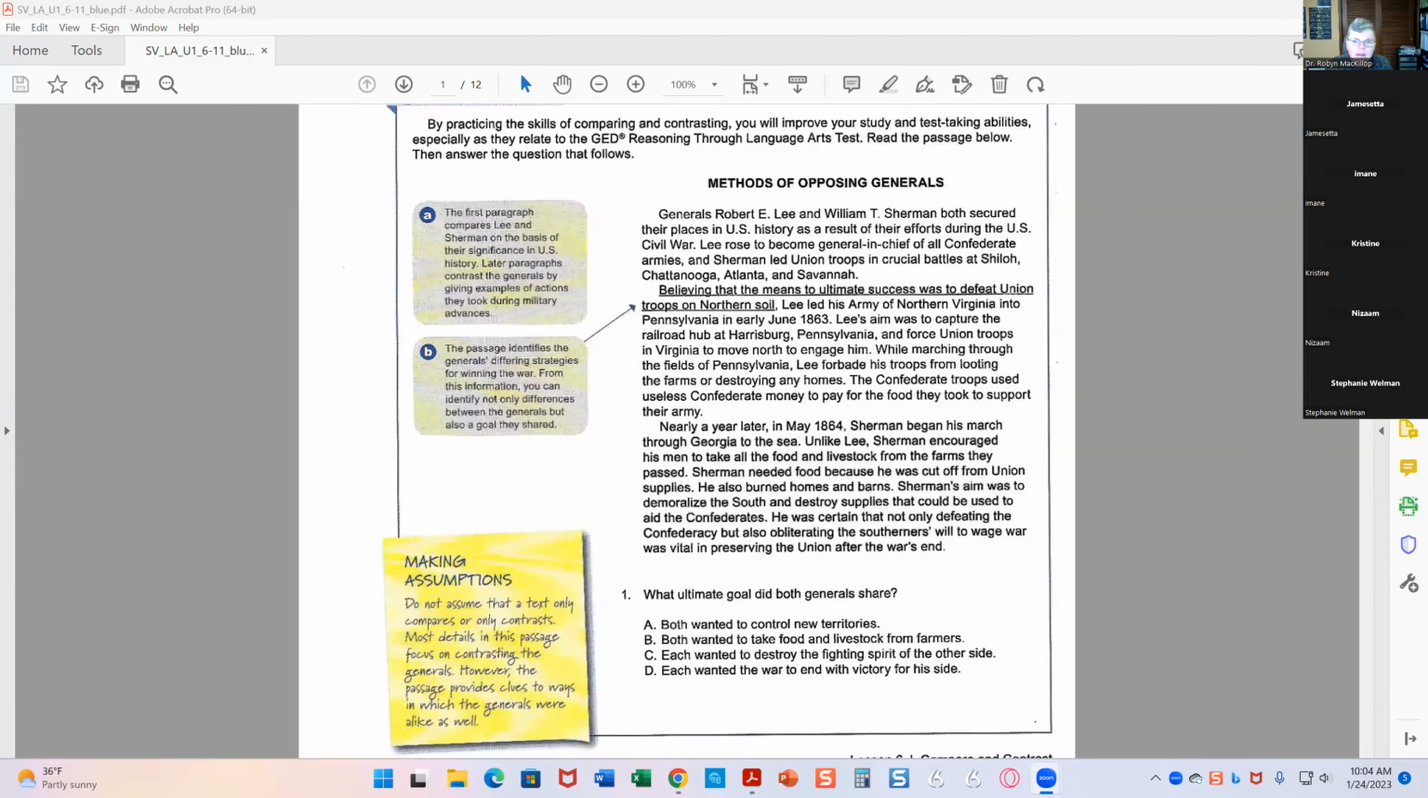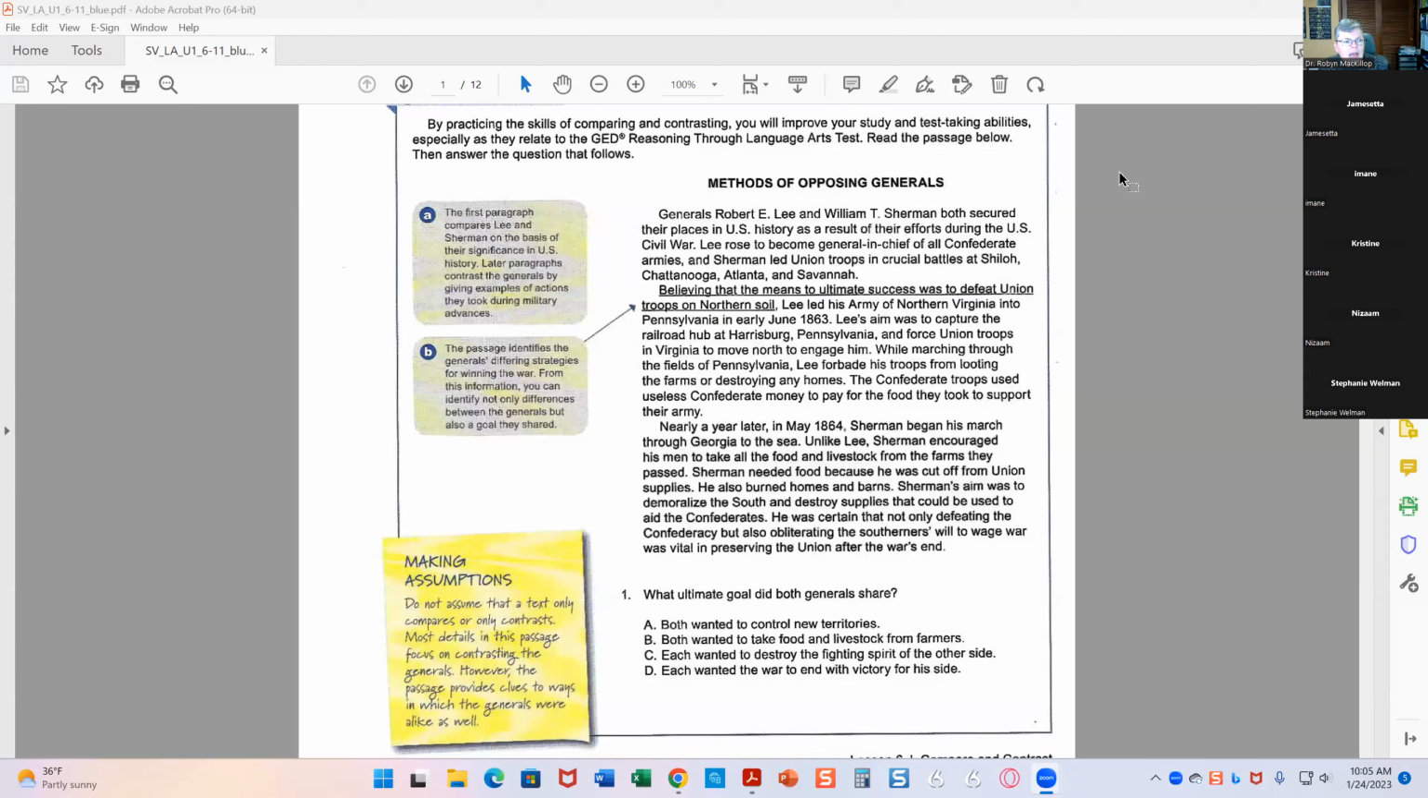All right, we have got opposing methods of opposing generals. Everybody can see that? And there's only one question. What is the ultimate goal both generals share? We're going to have to read it because there's not enough information in that for us to answer the question or to pinpoint a certain part of the reading. So we'll read it. It's not a long one, and it's good information. It's good for the social studies test.